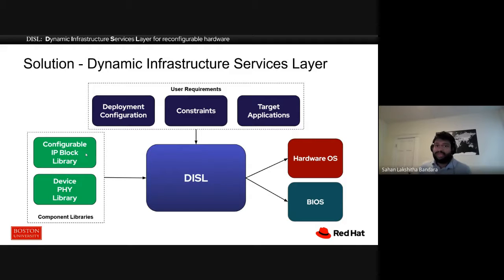So our solution is TISL, which is an automatic and scalable hardware operating system and BIOS generation framework. It will take a library of components and user requirements to generate the hardware operating system and BIOS components. The OS and BIOS components are separated so that the operating system can be fully device or chip independent, while the BIOS has all the device specific components, so that it's easier to identify and modify these components when porting the operating system to another device, and the applications can be ported from one device to another without any modifications.